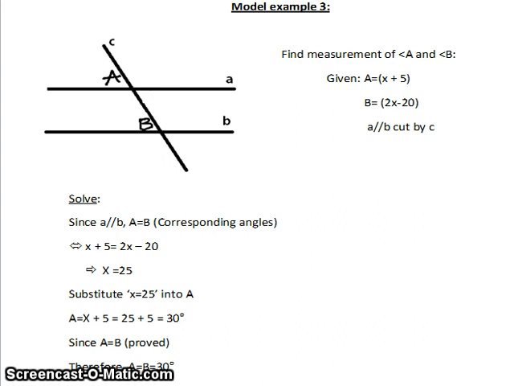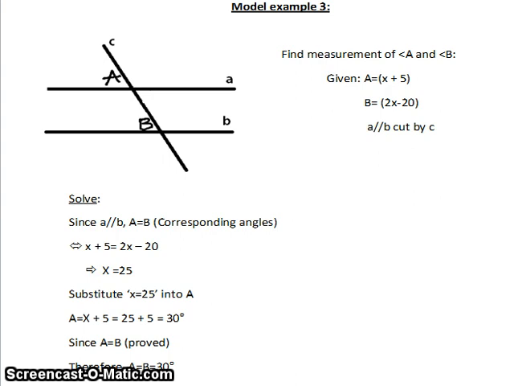So this is a bit harder than the previous question, but you can also use the properties of corresponding angles, so that you will have A equals B, and therefore x plus 5 equals 2x minus 20. You can apply the subtraction and addition properties to find x. Therefore x equals 25. You just got x. The goal is to find angle A and angle B.